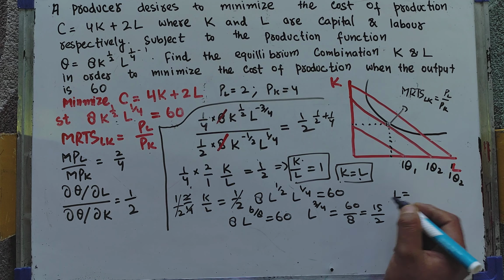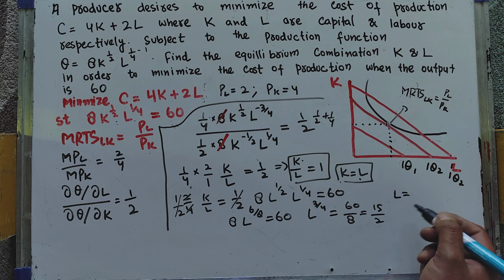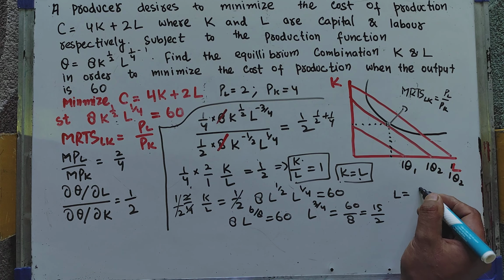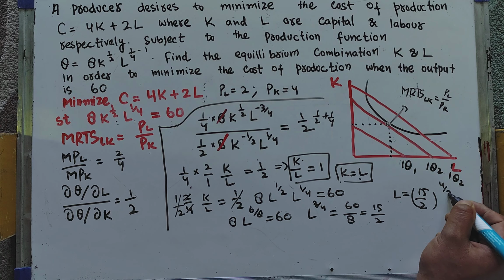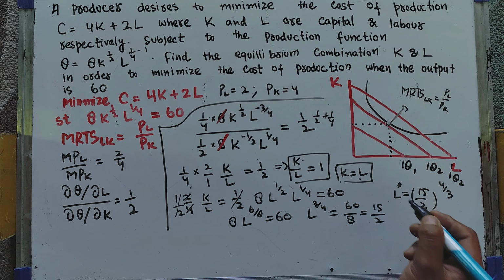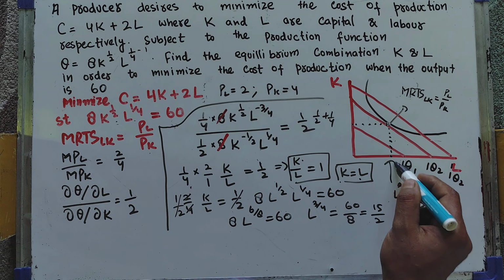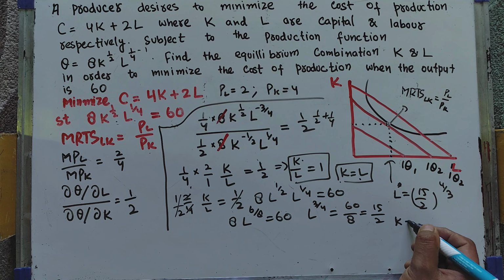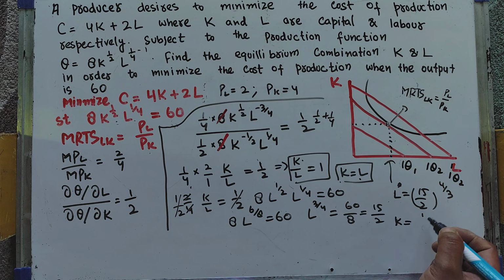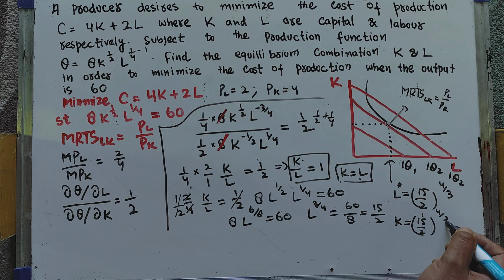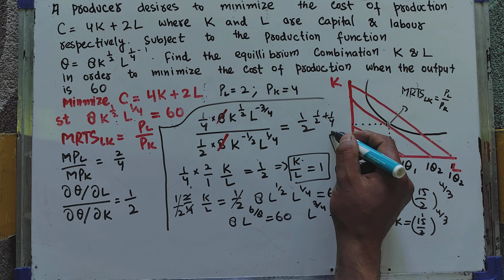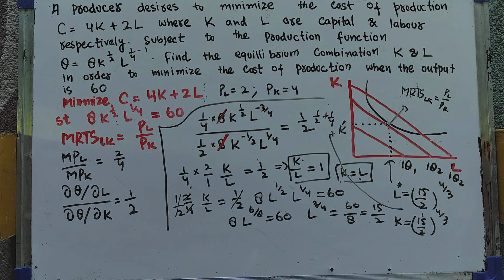So L will be equal to, transposing the exponent, it gets reciprocated. So we have 15 upon 2, and if it is 3 upon 4 here, it becomes 4 upon 3. And this is the optimal units of labor employed. So K will be equal to L, since they are equal. So we have 15 upon 2 raised to the power 4 upon 3. That will be the units of capital employed to minimize the cost.